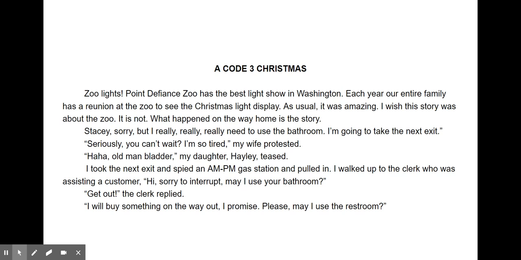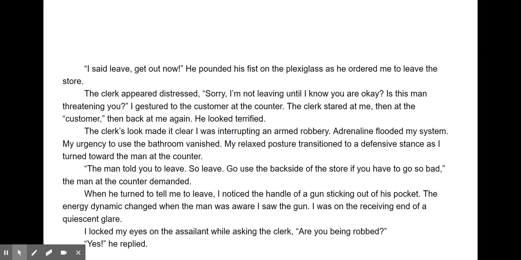I walked up to the clerk, who was assisting a customer. "Hi, sorry to interrupt. May I use your bathroom?" "Get out," the clerk replied. "I will buy something on the way out, I promise. Please, may I use your bathroom?" "I said leave, get out now." He pounded his fist on the plexiglass as he ordered me to leave the store.